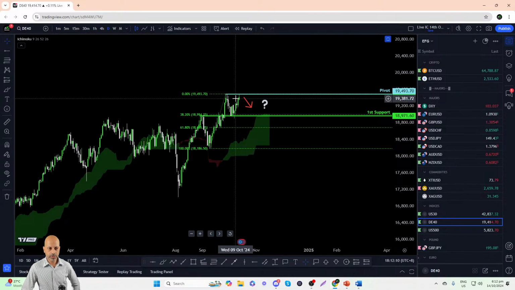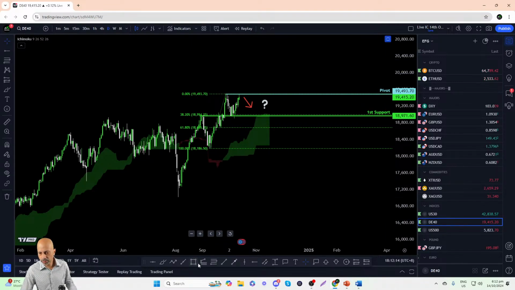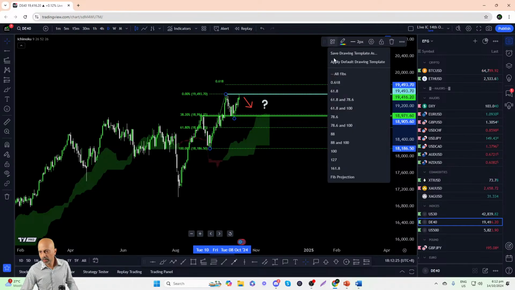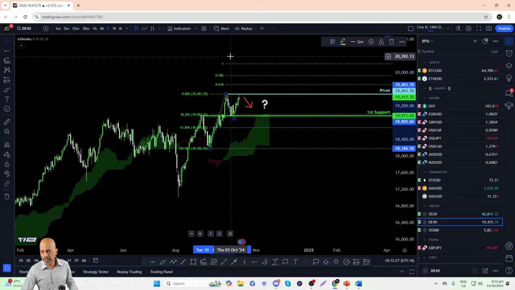Now, what about resistance, right? If DAX is trading close to its intraday all-time high, how could we identify the next major resistance? We can try a Fibonacci projection to identify it. So let's start from here, point 1, 10th of September, going up to point 2, 27th of September, and ending at point 3. That's at 8th of October. So key projections sit at 61, 78, and 100%.